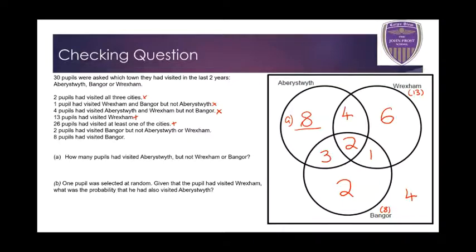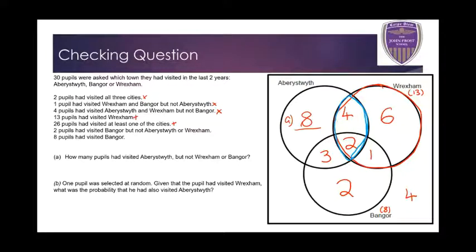Then part B, 1 pupil was selected at random. Given the pupil had visited Wrexham, what was the probability he had also visited Aberystwyth? Okay, so we're trying to find the probability of, if a pupil has already visited Wrexham, so they're already contained in this circle, what is the probability they had also visited Aberystwyth? So let's use a different colour now. So they've been to Wrexham and they've also been to Aberystwyth. So we're looking at this part now. We're looking at 4. So we can see the four pupils went to Wrexham and Aber, and 2 of them went to all 3 of them, okay?